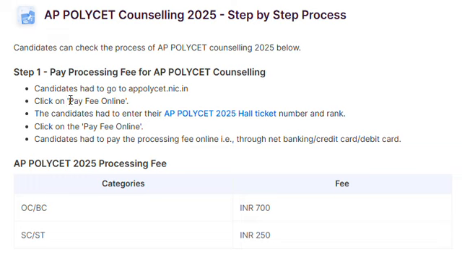So you can see first how to pay the fees online. The candidates have to go to the appolycet.nic website, students. There, after the notification, we can see pay fee online. There we must pay the fees. Click on pay fee online, and the candidate can pay the processing fee online through net banking, credit card and debit card. Through these three banking types we can pay the counseling fees, students.